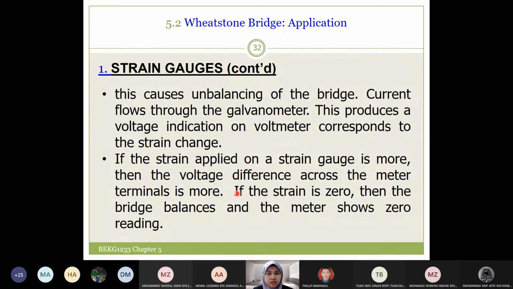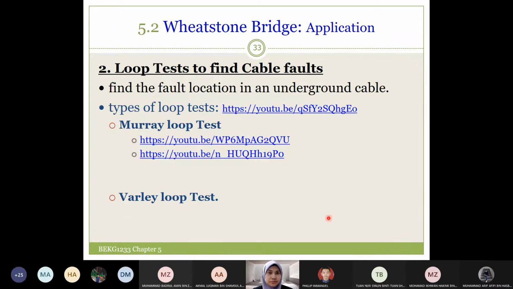Okay, as we learned on Monday, when the galvanometer shows current greater than 0 amps, there is a voltage difference across the terminals, right? If the strain is 0, then the bridge is balanced and the meter shows 0 reading.